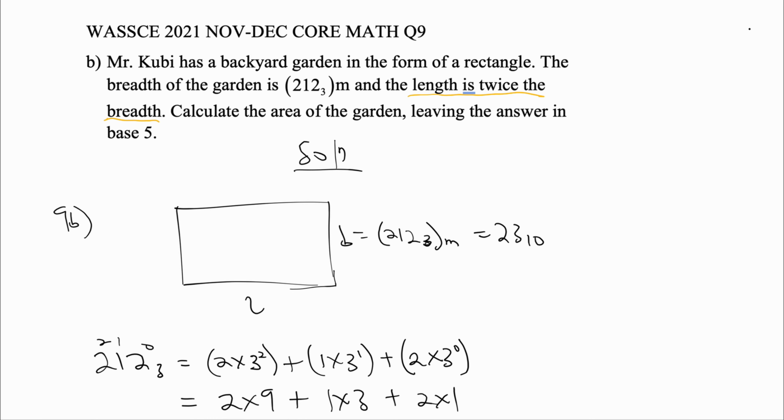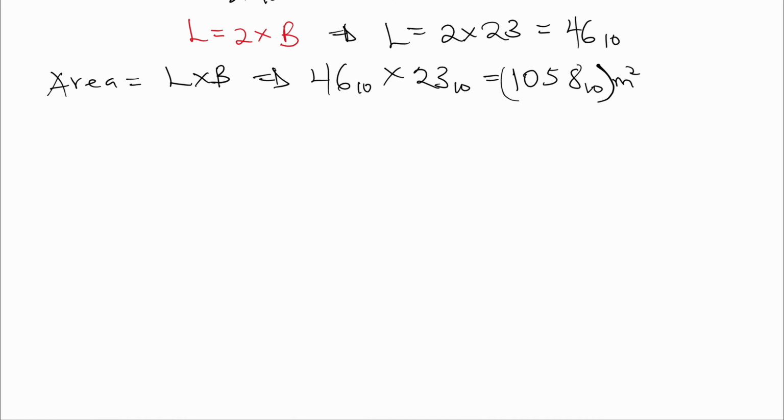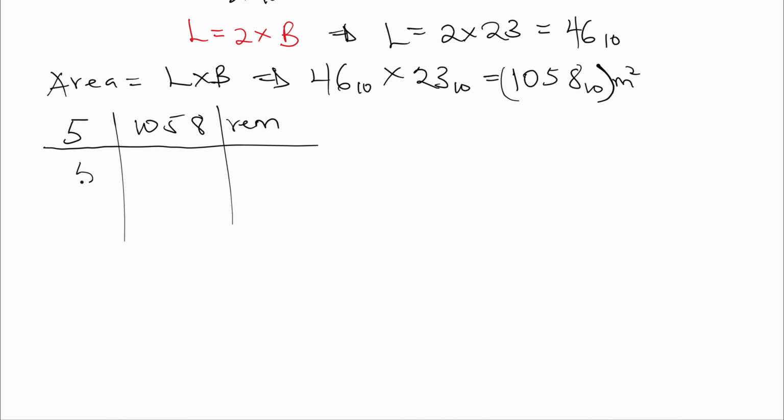It says leave your answer in base 5. So we convert this to base 5. So we have 5, then 1058, and then the remainder. So 5 goes into 1058 211 times. 5 times 211 is equal to 1055. When we subtract 1055 from 1058, we get a remainder of 3.